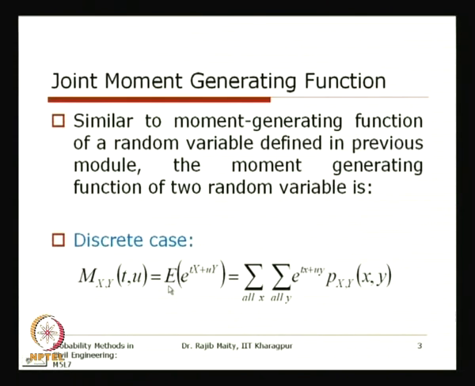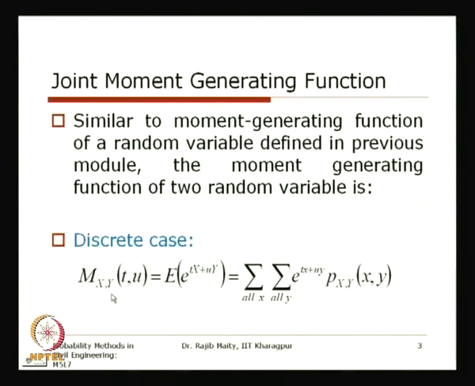So, to start with the joint moment generating function, similar to the moment generating function of a random variable defined in the previous module, the moment generating function of two random variables again has two cases: one is the discrete and another one is the continuous random variable case. In the discrete case, we have discussed the single random variable, and here there are two random variables involved, say X and Y.